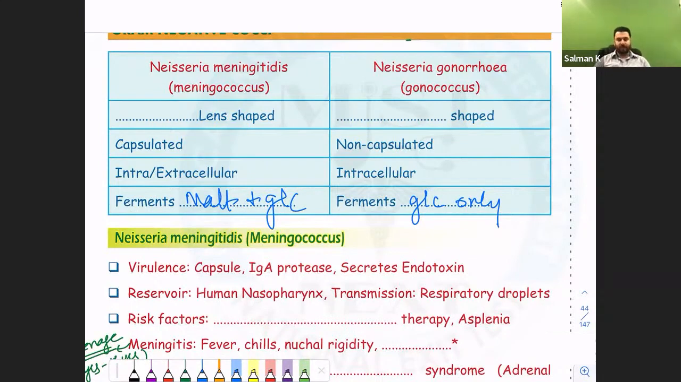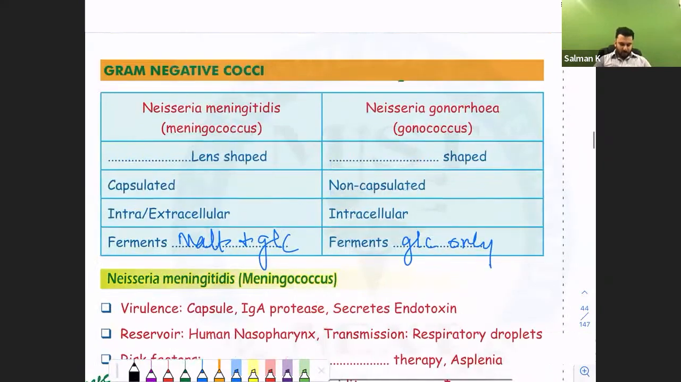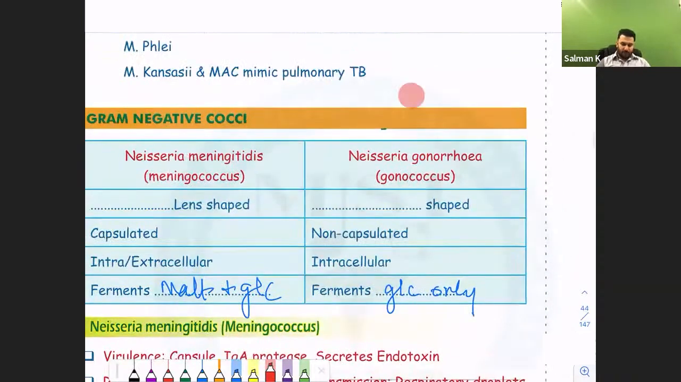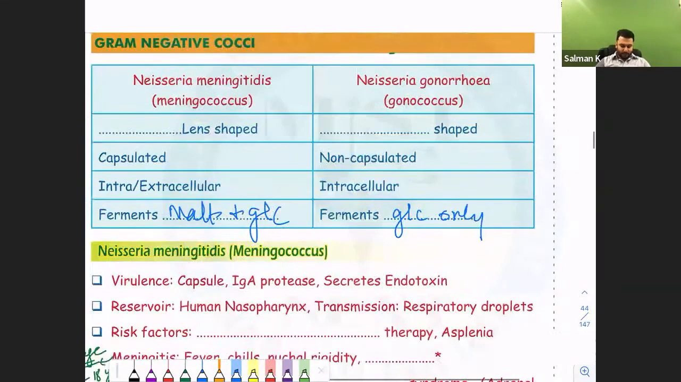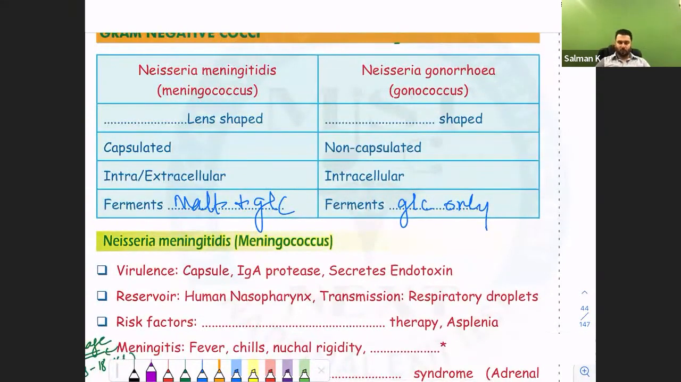The last part of the bacteria is gram-negative cocci. Since we are talking cocci, they're going to be round, and since we're saying gram-negative, they're going to be pink. You have two organisms in here, Neisseria meningitidis and Neisseria gonorrhoeae, also called meningococcus and gonococcus. One of them is kidney shaped, as we have learned before, and the other is described as lens shaped.